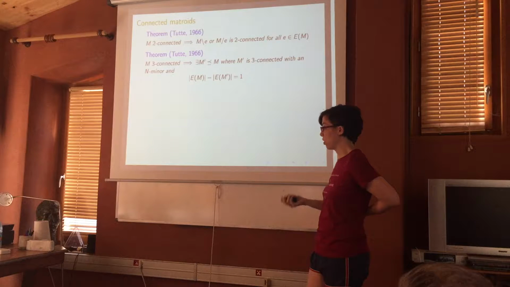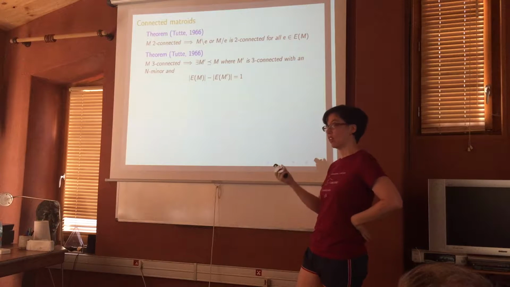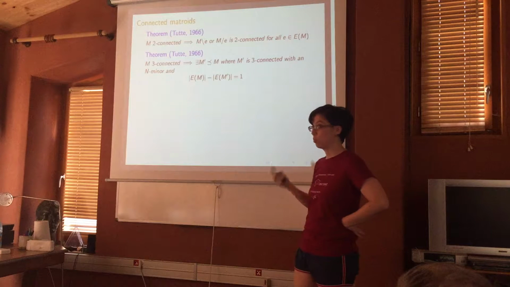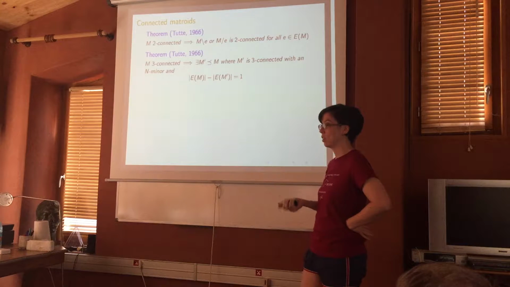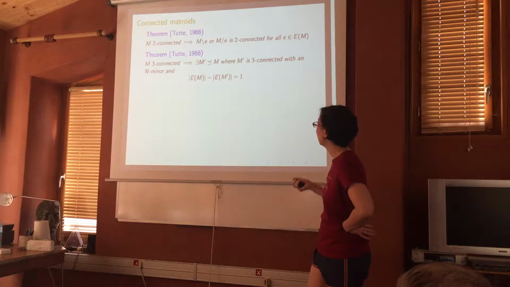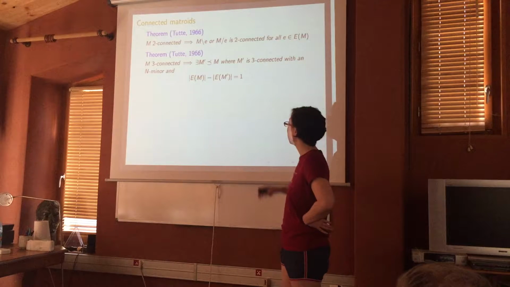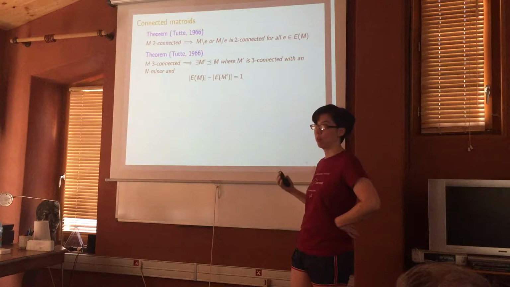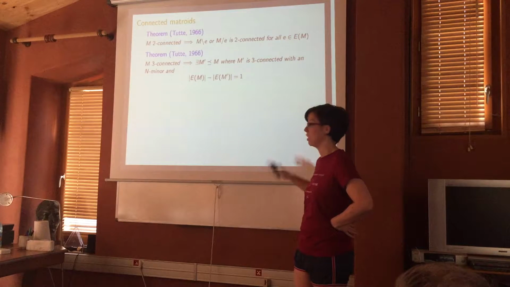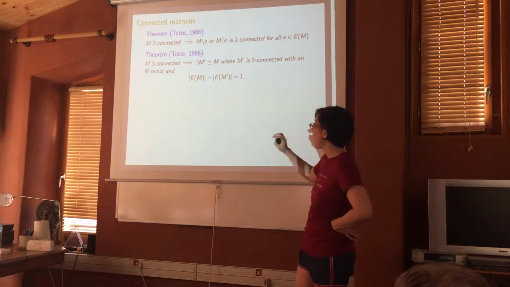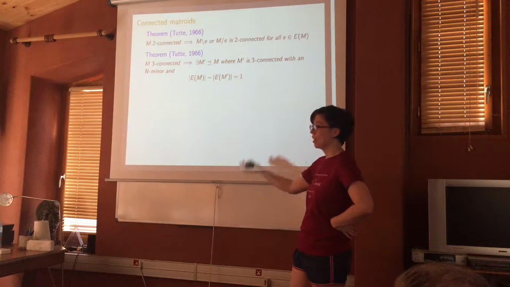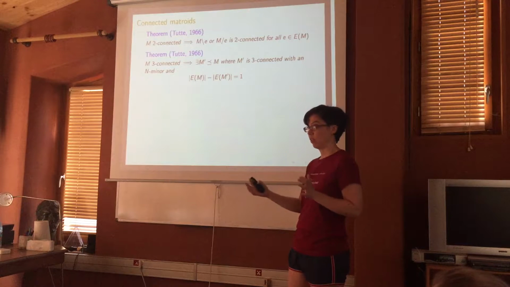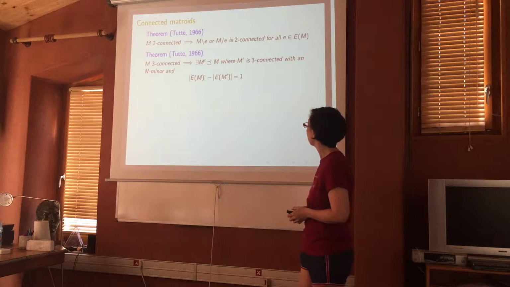He also showed that if you have a three-connected matroid, then there exists some element that you can remove in the right way to get a three-connected minor. So the way I've written this is maybe a little bit strange looking, but it's a format that you'll see come up again, so I put it in this way. I've said that if you have a three-connected matroid, then it has a three-connected minor that's one element different from the original guy.